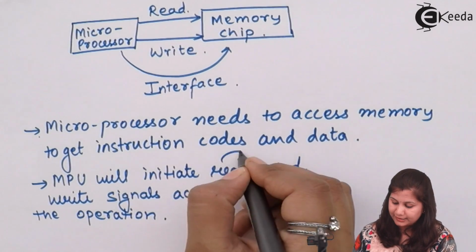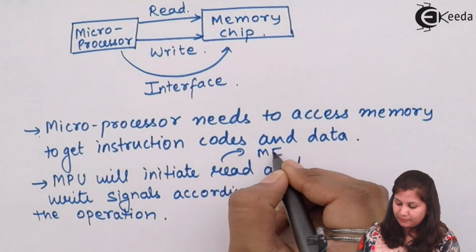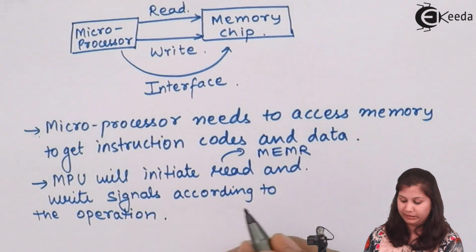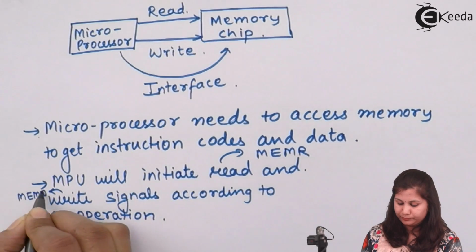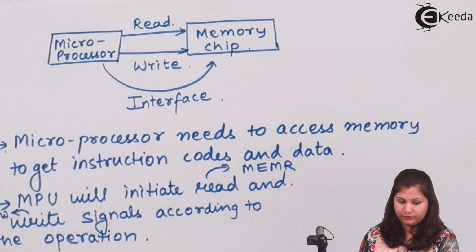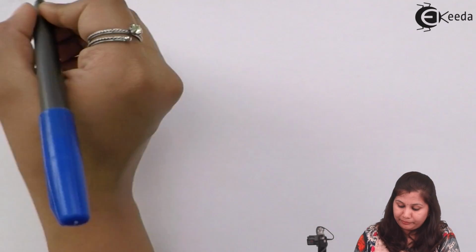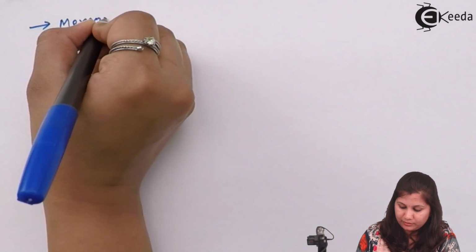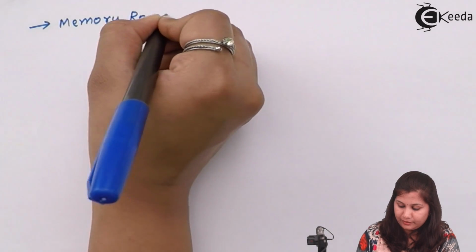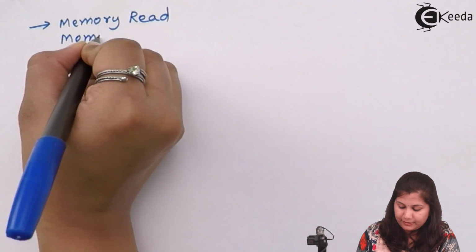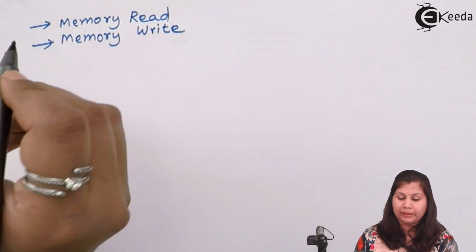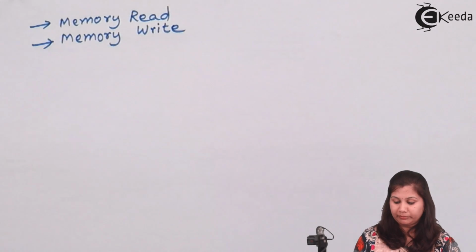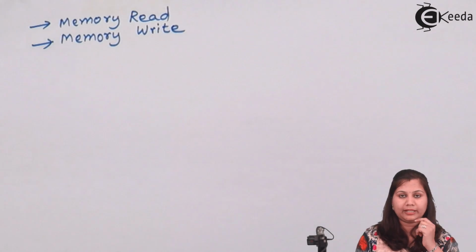So for read, it has MEMR, that is memory read, and for write, it has MEMW. So we have memory read and memory write signals. The memory read signal will read the memory, and memory write is going to write the data into the memory.